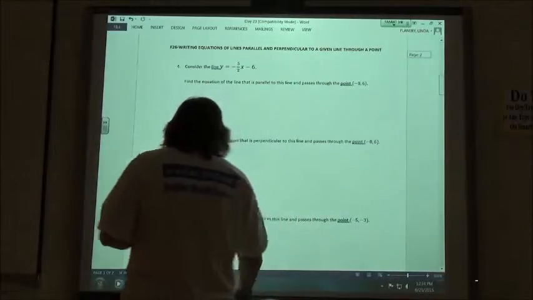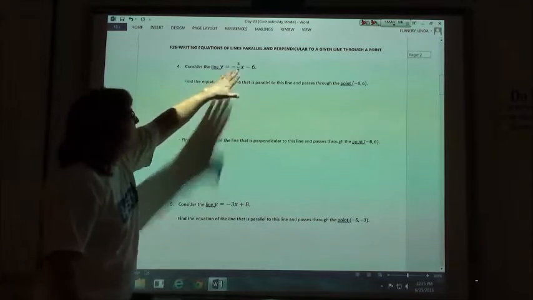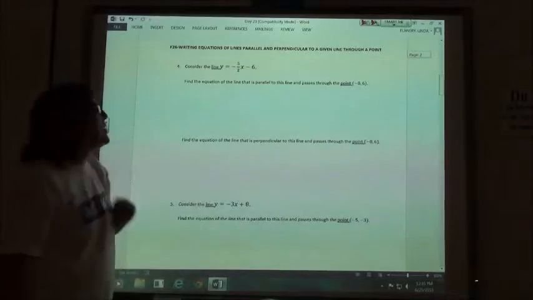4, 5, and 6, then they're going to just expand on that concept that if you can find the slope of the line, then you can find the equation of the line that passes through that point. And so they're going to make you do two problems, one where you find the line that is parallel, one where you find the line that is perpendicular. So this one happened to be nice. They already have it in slope-intercept form.